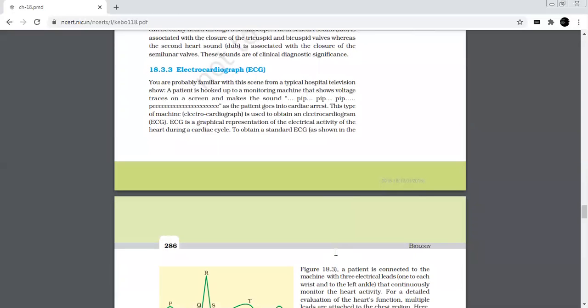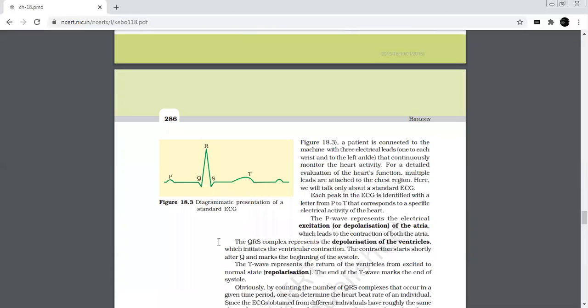An ECG consists of 5 peaks identified with the letters P to T that correspond to the specific electrical conductivity of the heart. These correspond as follows. P wave. So here you can see P to T. Now P is the first and foremost wave of low amplitude. It represents the electrical excitation which leads to the contraction of both the atria.